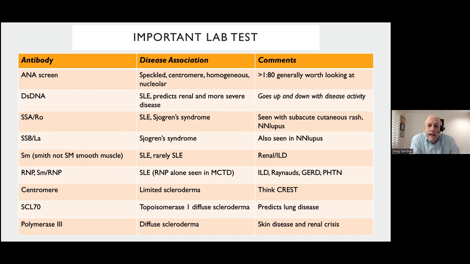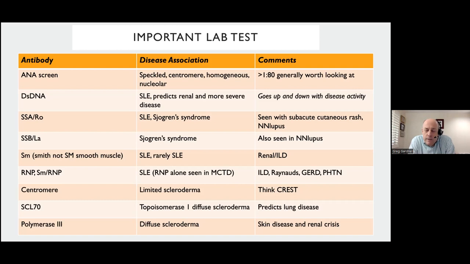So double-stranded DNA is fairly specific for lupus. And the other important thing you need to know about is it goes up and down with the disease activity. So we follow that in patients who have this antibody to see where it is, and it may actually precede the onset of a flare. It also portends more serious disease like renal disease.